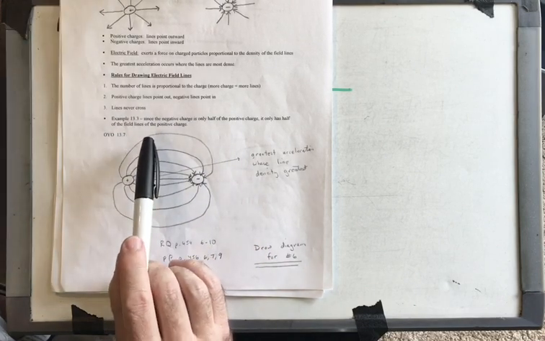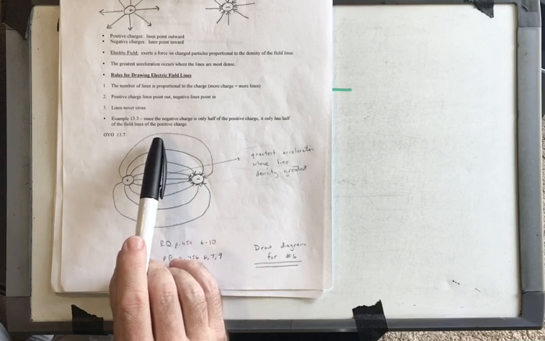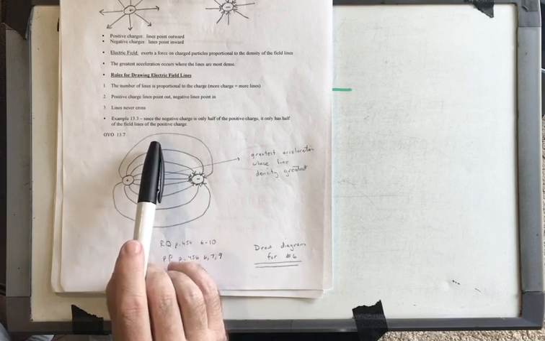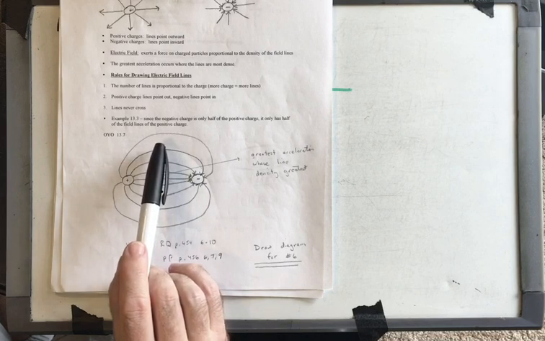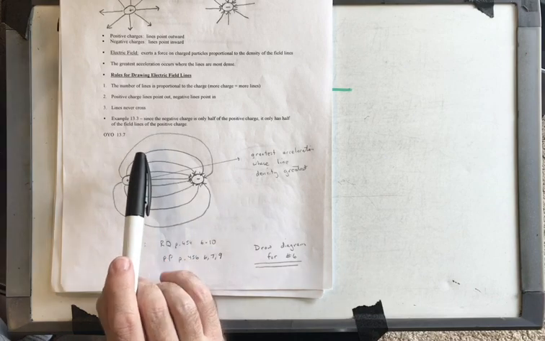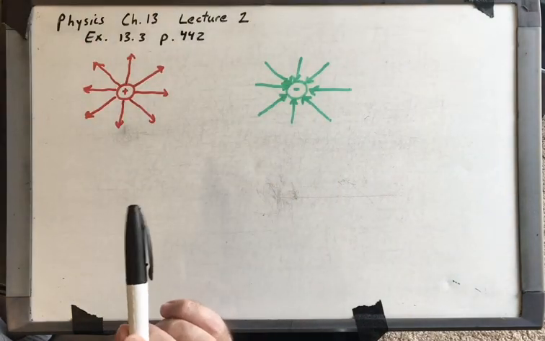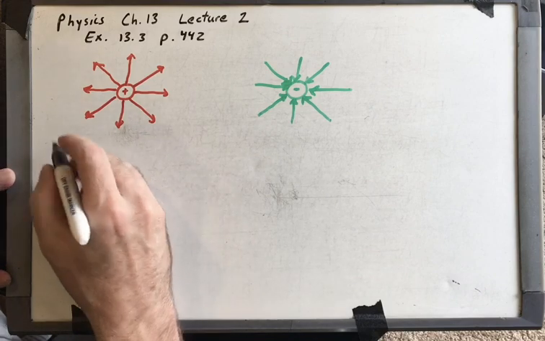If you look at example 13.3, you'll see in that example that the positive charge is twice the negative charge. So the positive charge has twice the number of lines going out as the negative charge has lines going in. So make sure you look at that example 13.3. And I'll draw on your own 13.7.